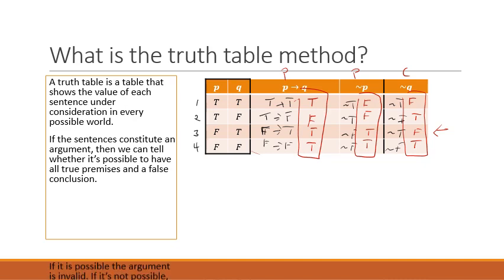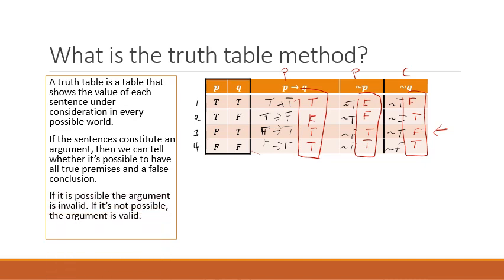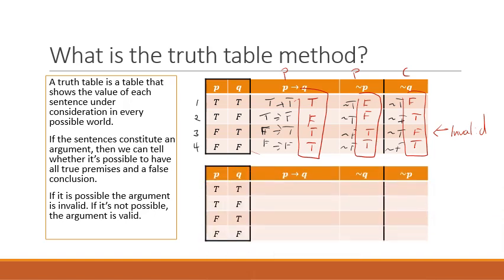So if this is possible, what that means is the argument is invalid. The existence of one of these rows with all true premises and a false conclusion means the argument is invalid. On the other hand, if you fill out a truth table and you find that it's not possible, that the row does not exist, then that means the argument is valid. So I just want to give you an example of what that would look like.